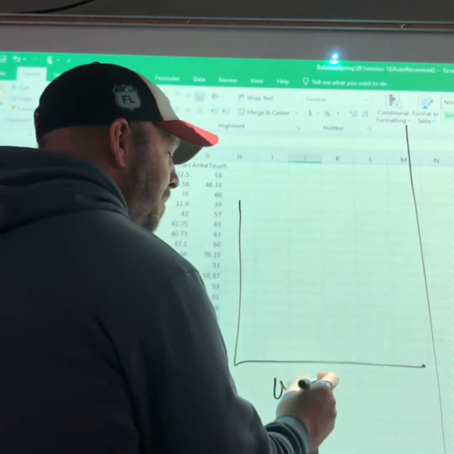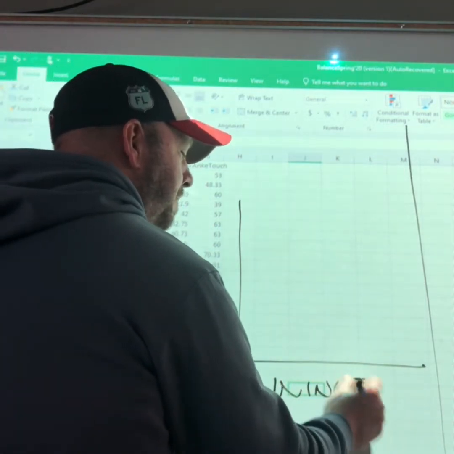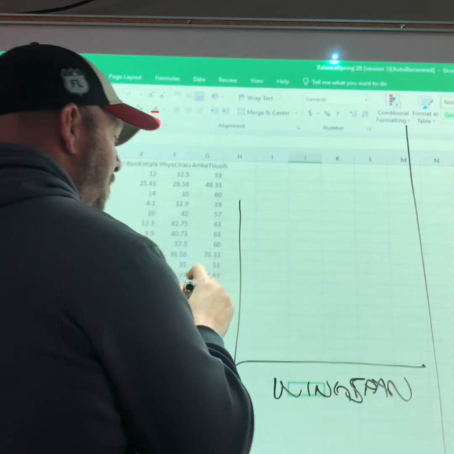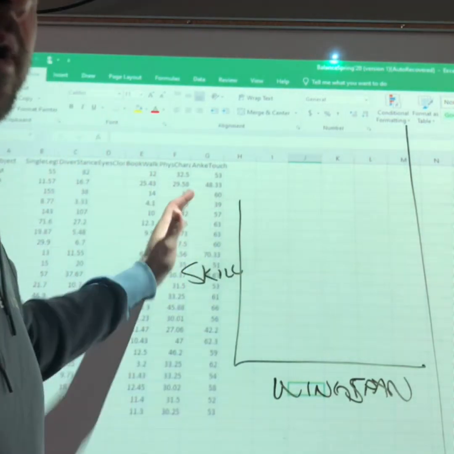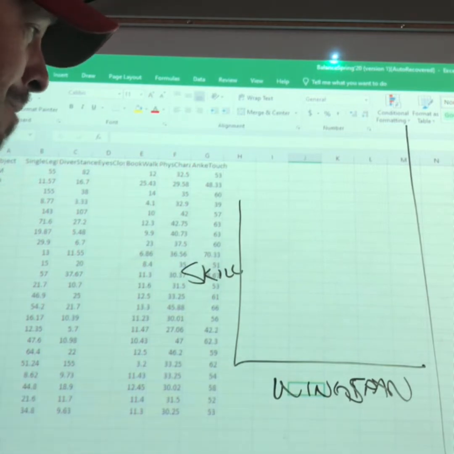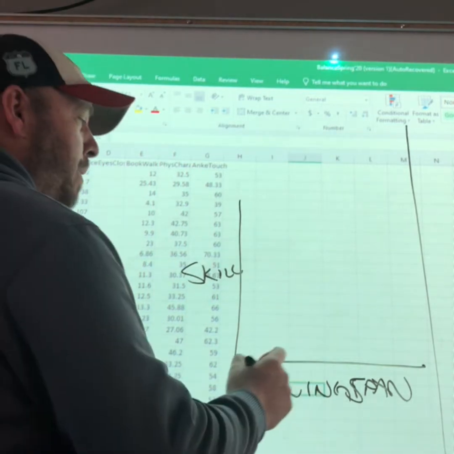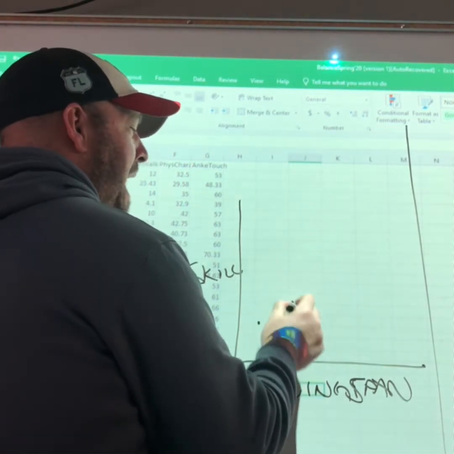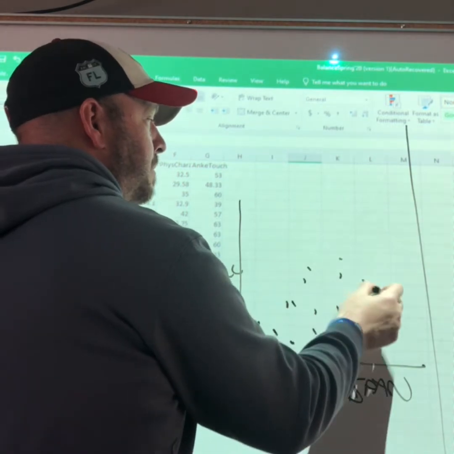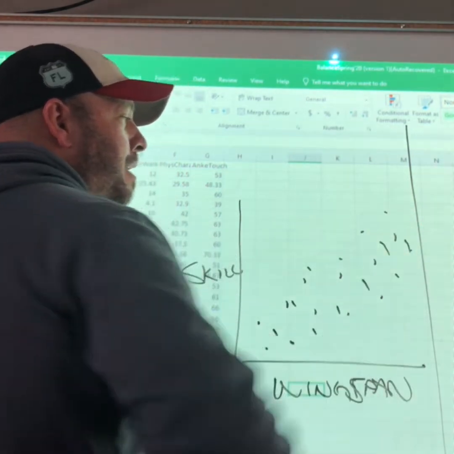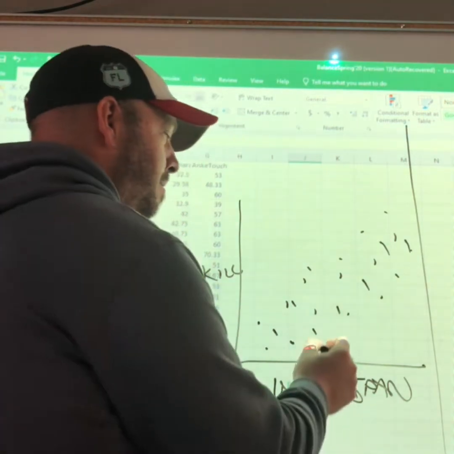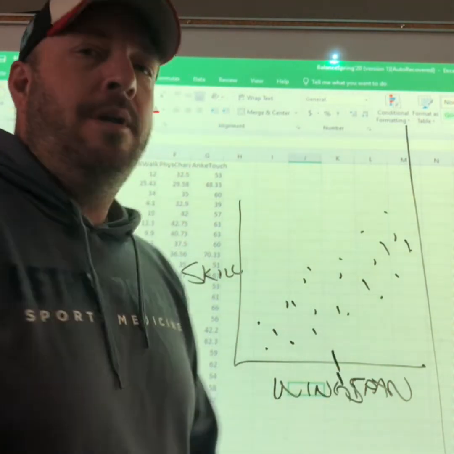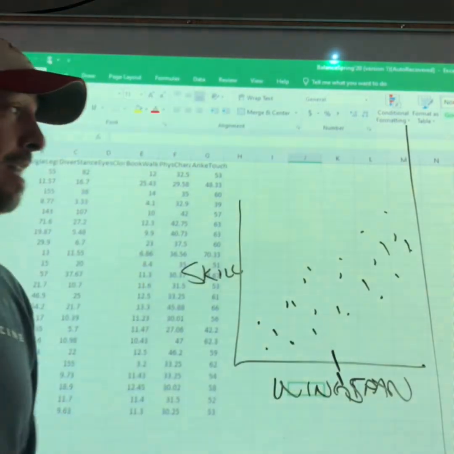So if we put wingspan on the bottom, and we put basketball skill at the side, and whatever number that is, again, somewhat arbitrary, when they took a look at this data, it showed that the greater your ratio was above that 1, that was a pretty good indicator of success in the NBA.